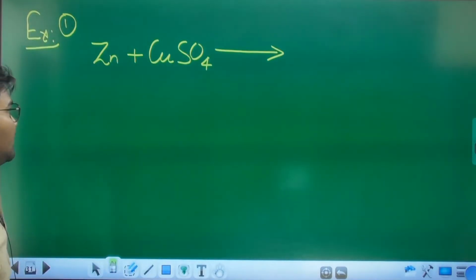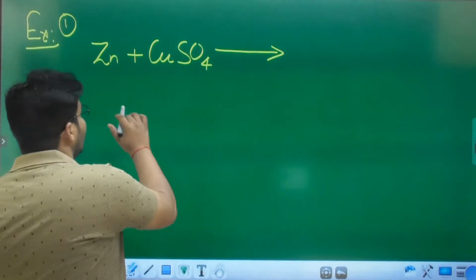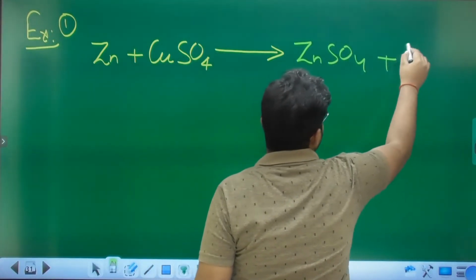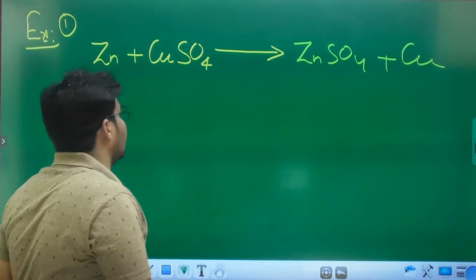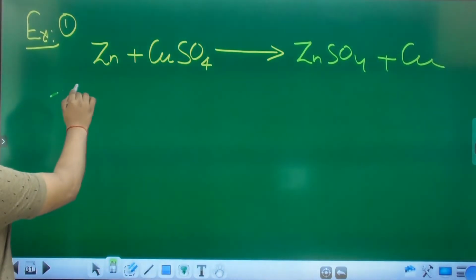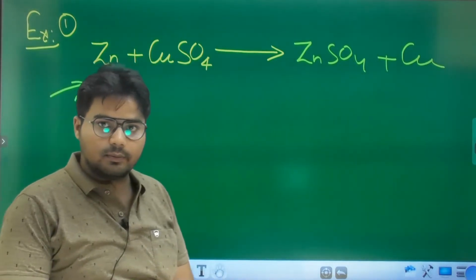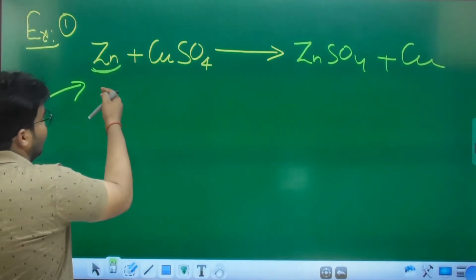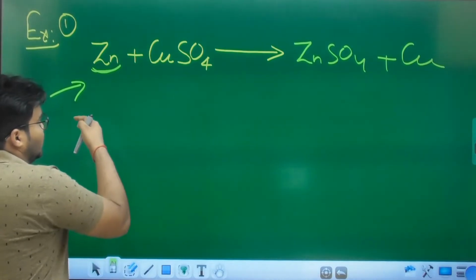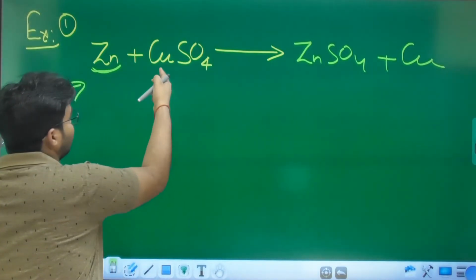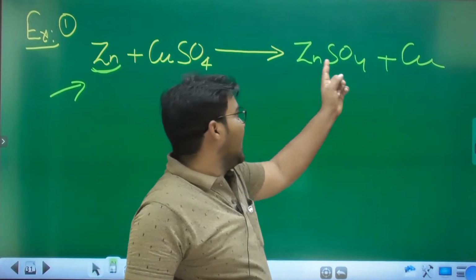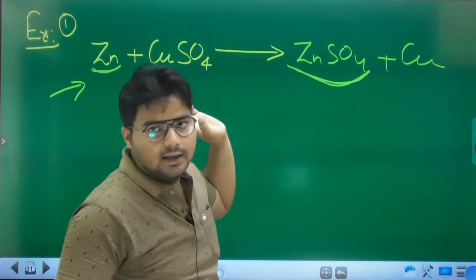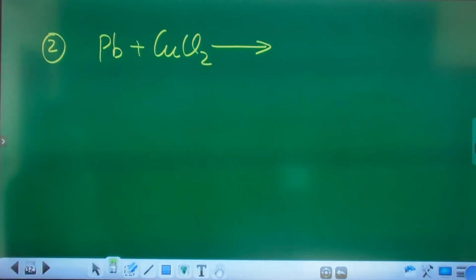Move to the example. Suppose Zn plus CuSO4, so it becomes ZnSO4 plus Cu. Clear? So this is an example of displacement reaction. In the reactivity series, you know that Zn is more reactive than copper, so zinc replaces copper and joins with SO4, and Cu is displaced by zinc. So this is the example of ZnSO4.